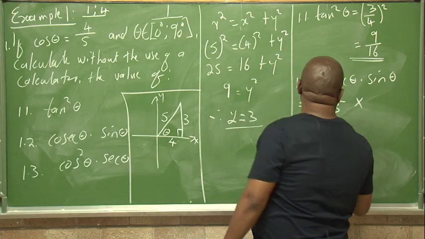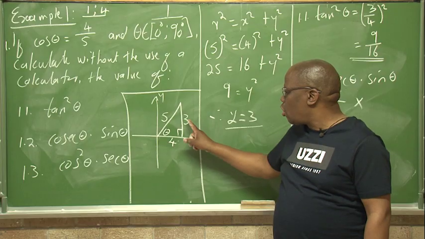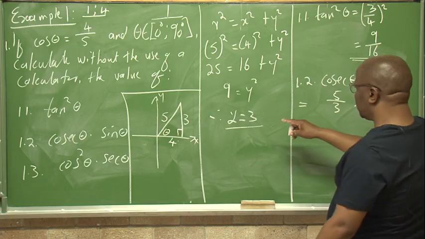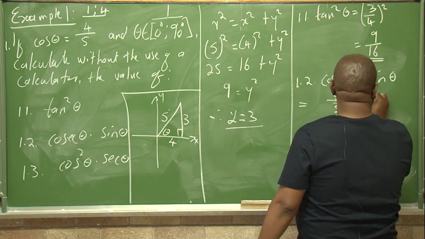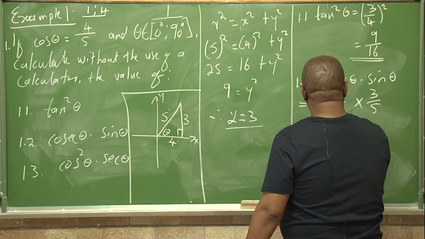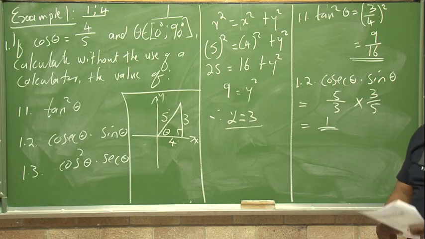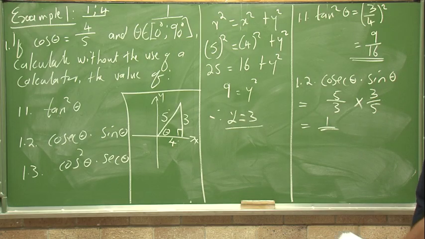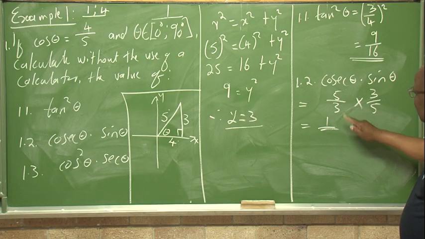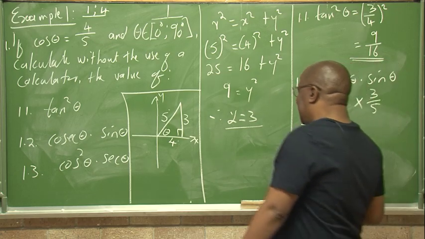You multiply by sine theta. Sine, remember, by definition, sine is defined as opposite over hypotenuse. So opposite here, with respect to theta, the opposite side is 3, the hypotenuse is 5. It's 3 over 5. And if you multiply the two, you've got your answer as 1. That's why they are called reciprocal identities, because reciprocal means when you multiply the two, the product should give you 1. Hence, 5 over 3 multiplied by 3 over 5 gives us 1 as an answer. So those are the reciprocal identities.